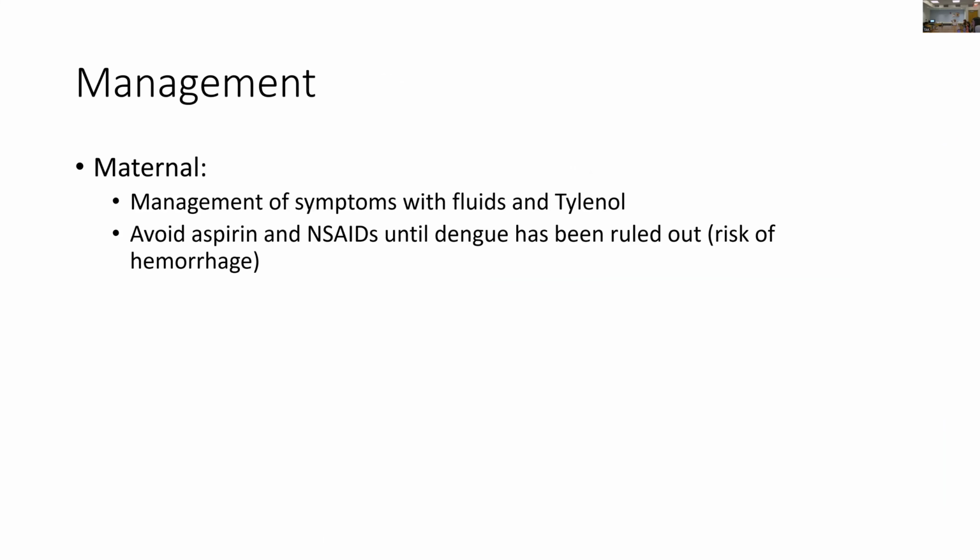For managing Zika during pregnancy for the mom, it's really just symptom management. There's no treatment, so really just giving fluids and Tylenol. The important thing is to avoid aspirin and NSAIDs in these women. We usually avoid NSAIDs anyhow, but try to avoid the aspirin until you've ruled out dengue, since there's a lot of overlap in the symptoms and epidemiology of dengue. And with dengue, if you give aspirin, there's a risk of hemorrhage.